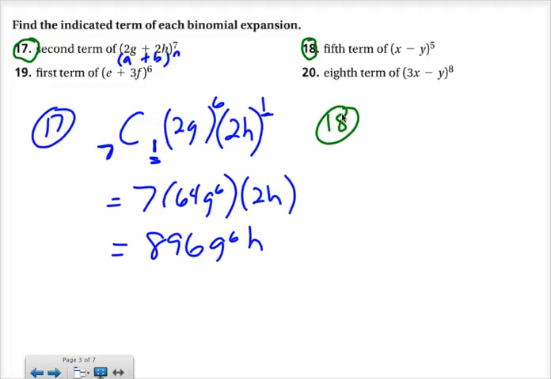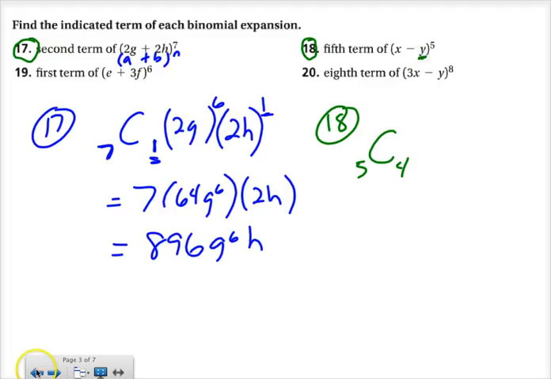So 18, we want the 5th term of x minus y to the 5th. So I start thinking about my c's, and I realize, well, I'm going to have a 5 here. But remember, it's going to be 0, 1, 2, 3, 4. So it will actually be a 4 in this position to figure out what I need for my C's and my B's.